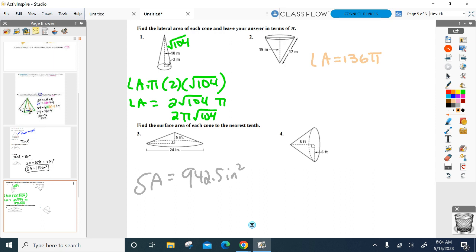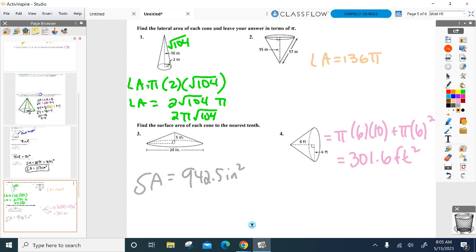And then 4. Here's my work for 4. Pi times 6 times 10 gives you the lateral area, plus the base, pi 6 squared. So there's the form, there's everything plugged in for you. And then the final answer, 301.6. We're okay? Cone, that's the last figure on your quiz on Wednesday.